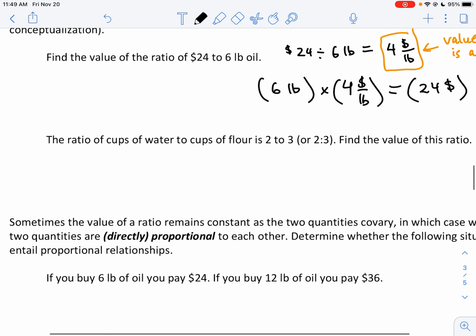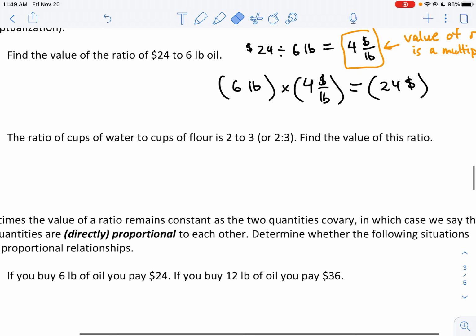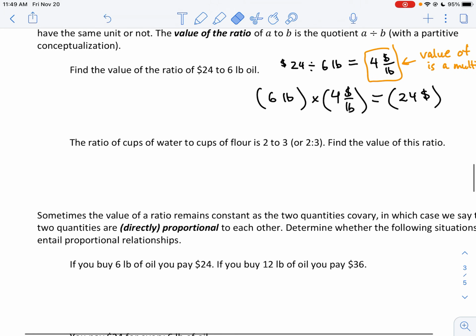So this one's phrased a little bit differently. It says the ratio of cups of water to cups of flour is 2 to 3. Another way to say that is just put 2:3. You'll see that notation often. Find the value of this ratio. Okay, so our A is 2 cups of water and our B is 3 cups of flour.